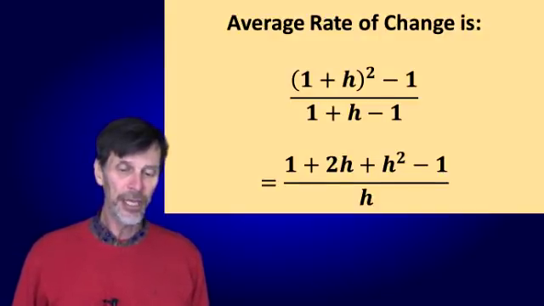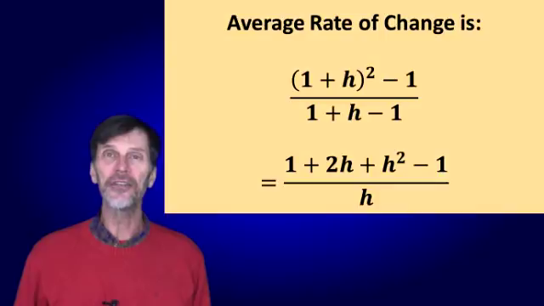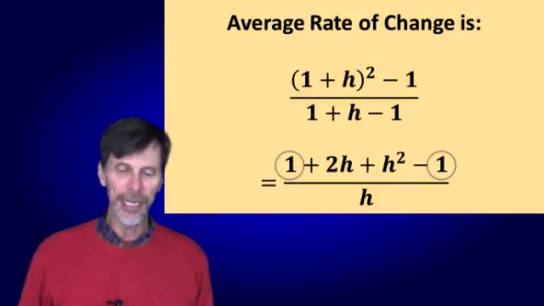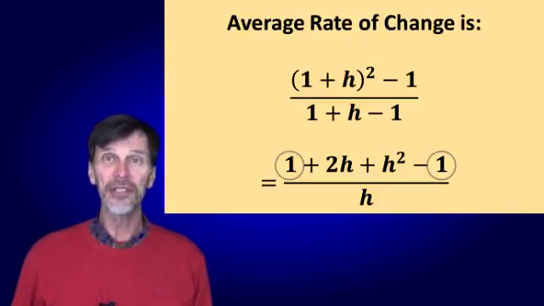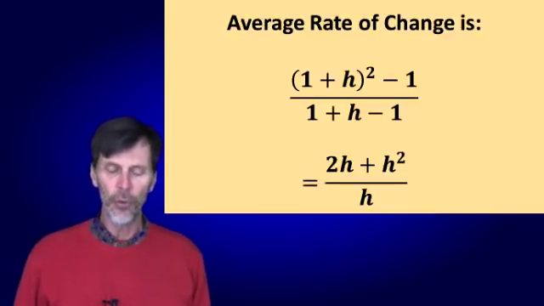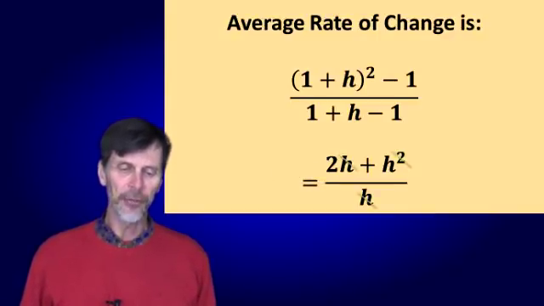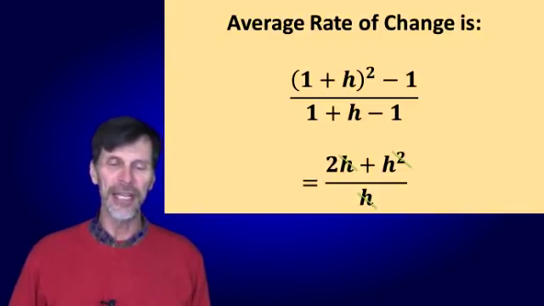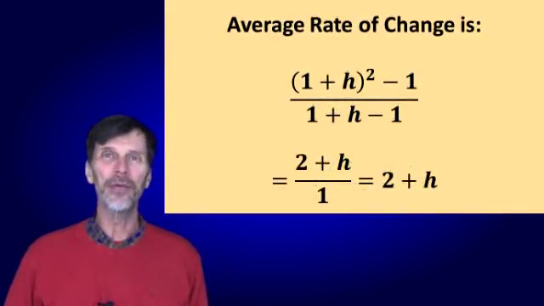Notice when we do the calculations, there's some simplification we can do. 1 minus 1 cancel to 0. And notice now that in this difference quotient we have an h in each of the terms. One of those h's will cancel, and we're left with simply 2 plus h. That should be the average rate of change.